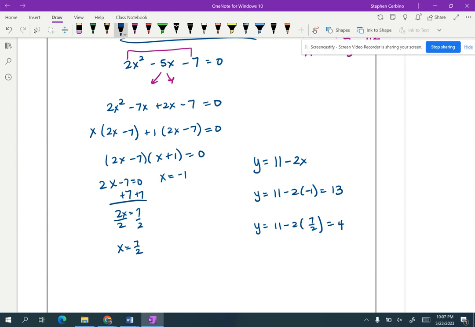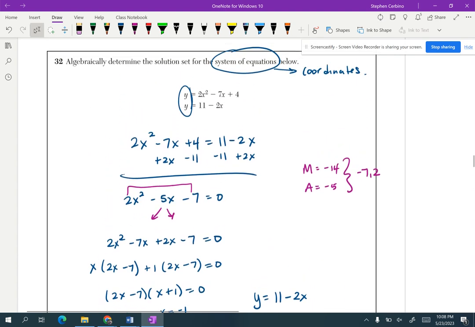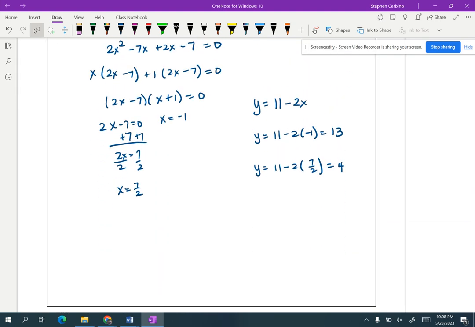Again, still doing all this beautiful math, you still don't have 2 out of 2 yet. You're still sitting on 1 out of 1 because it asks you to solve for the system. They want you to write your answer as coordinates. So you'd have to say the coordinates are negative 1, comma 13, because when I plugged in negative 1, I got 13, and 7 halves, or 3.5 if you're a decimal person, comma 4.